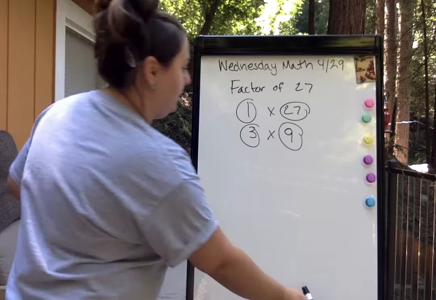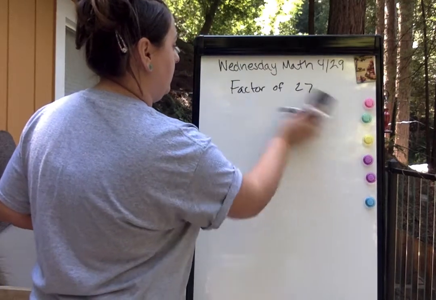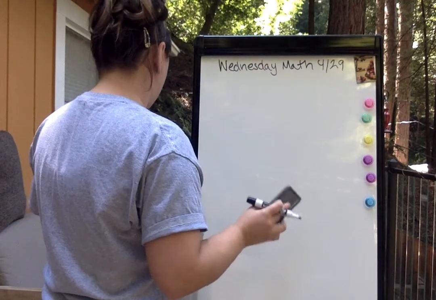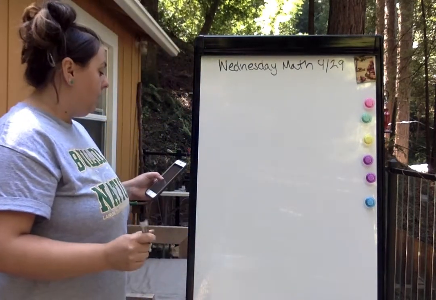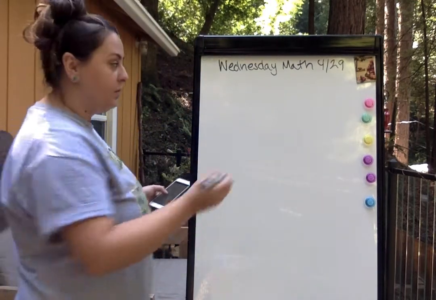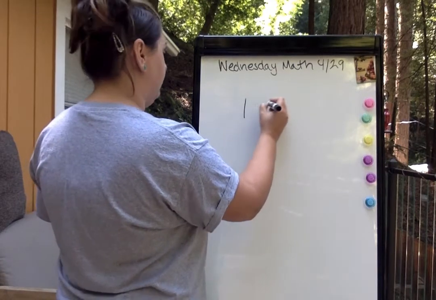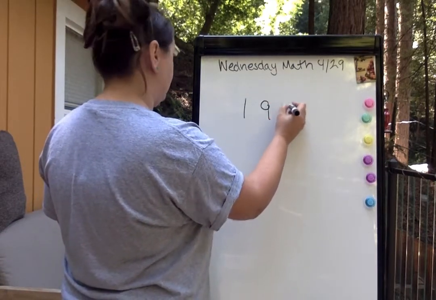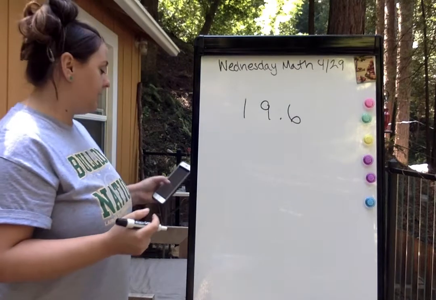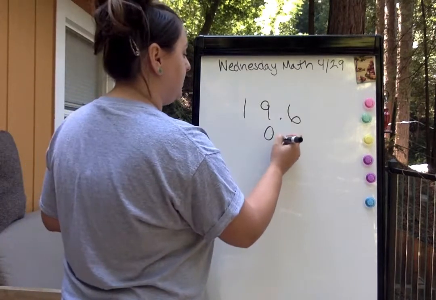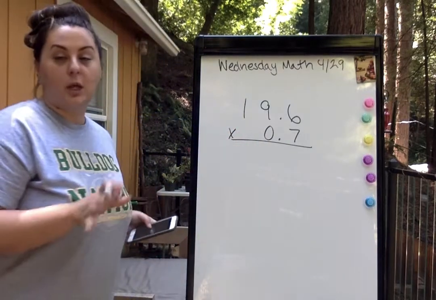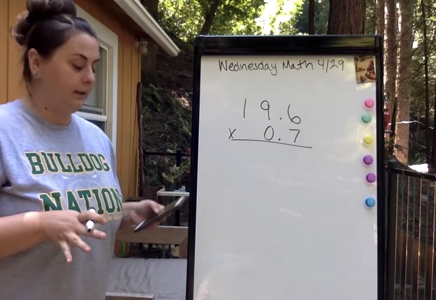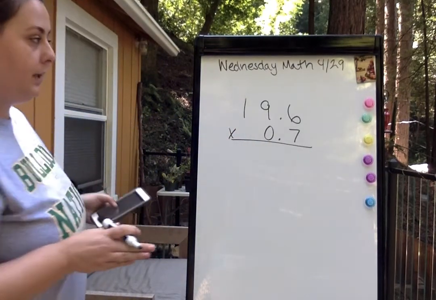Okay? Now we have multiplication of decimals. So you're going to write it out. You're going to leave yourself plenty of space. So 19 and 6/10 times 7/10. Just multiply like normal, okay? Don't worry about the decimal point right now.